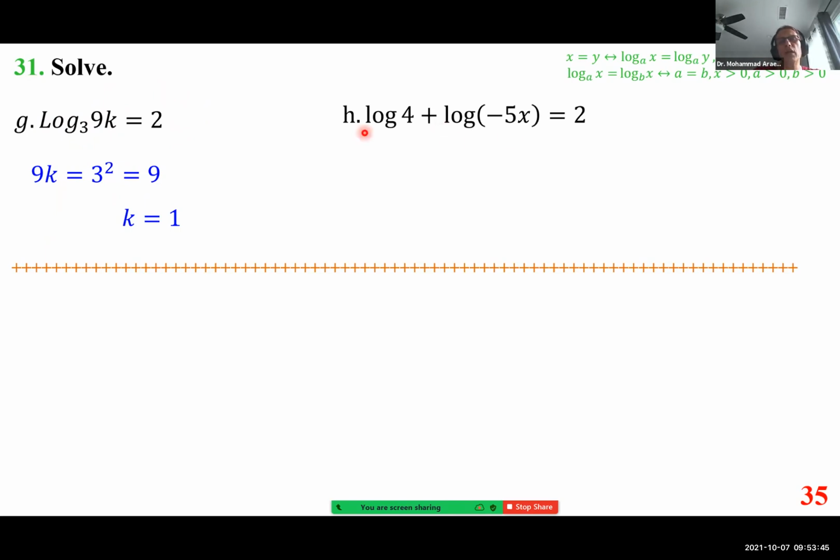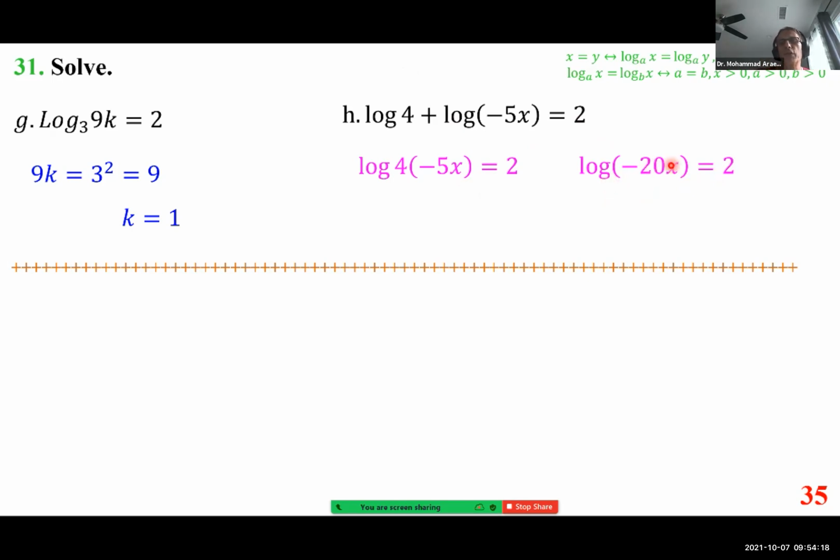Anytime you want to solve a logarithmic equation where one side has a bunch of logs, one side has a number, or both sides have numbers and logs, bring all the logs together into a single log, bring all the numbers together. This is log of negative 20x. And now you go by definition. So negative 20x is 10 squared, whatever the base is. Remember, the base is missing with log. That means the base is 10.